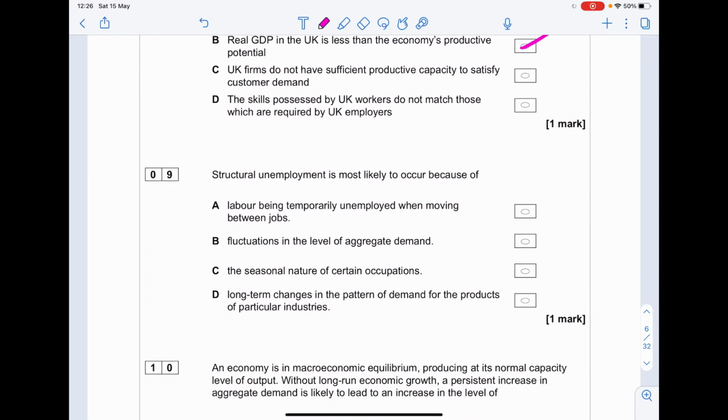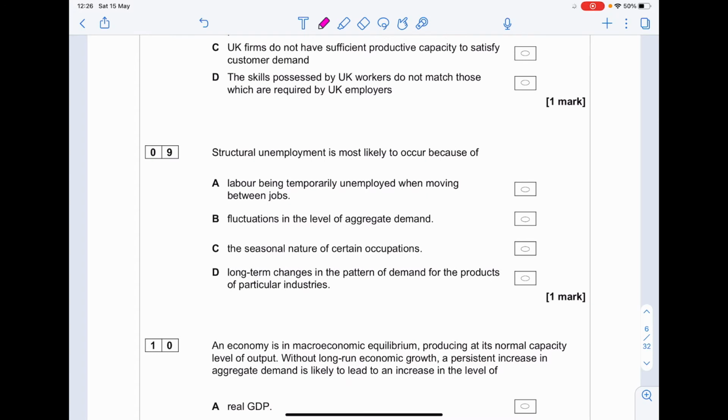Number 9, structural unemployment. So structural unemployment, you need to think about coal mines closing. So many years ago when Maggie Thatcher closed the coal mines, there was very high structural unemployment, and that's why you had all the miners' strikes, because workers in coal mines didn't have any other skills. So there was very, very high unemployment in those areas. So the correct answer for that is going to be long-term changes in the pattern of demand for the products of particular industries. So therefore those industries are likely to close down, or the demand is going to reduce significantly, and you're going to get a massive reduction.